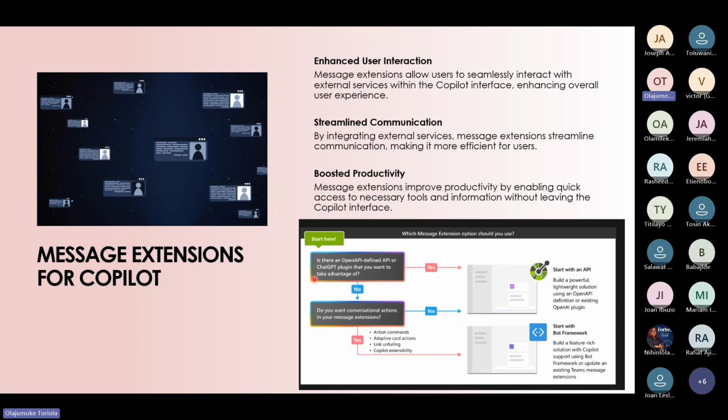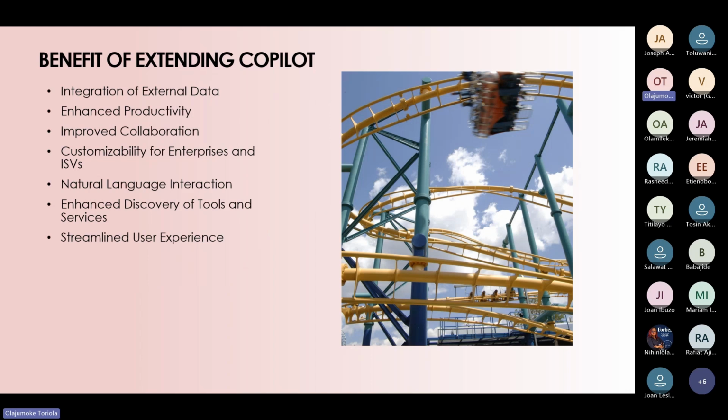So I've talked about three ways you can extend the functionality of Copilot. One, you can extend with a connector using Microsoft Graph. You can also extend with a message extension. And then, what's the third one? You can also extend with a plugin. So those are the three ways you can extend your Copilot.